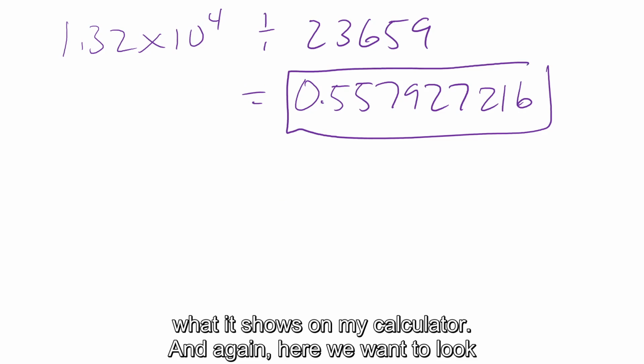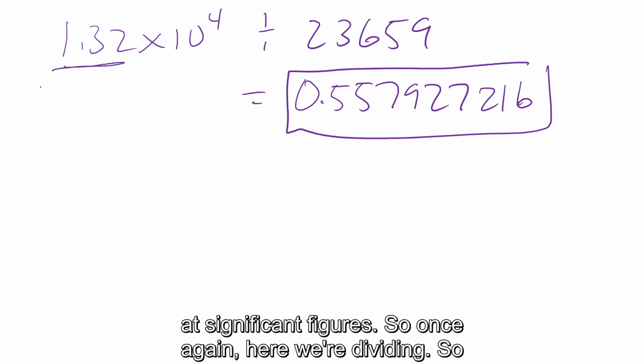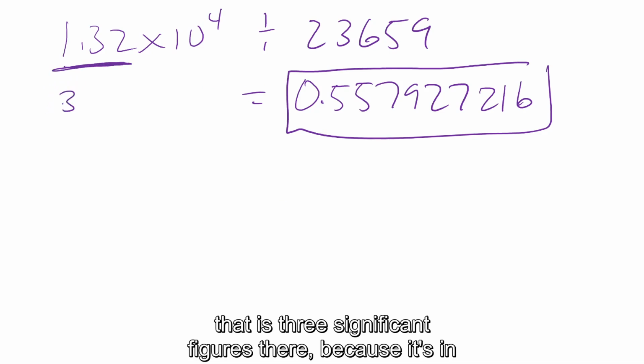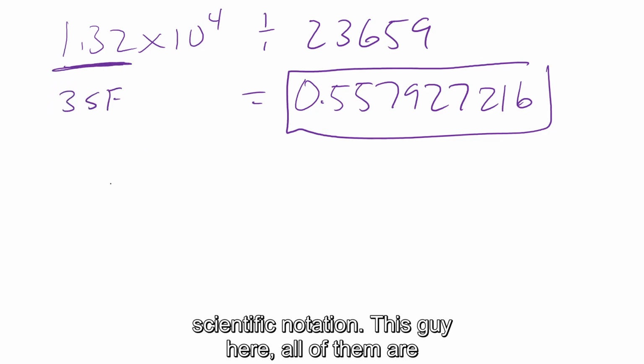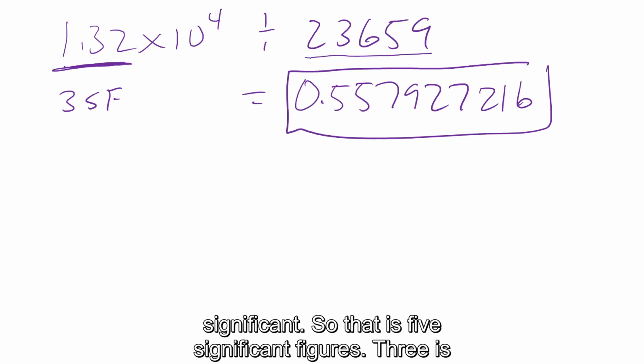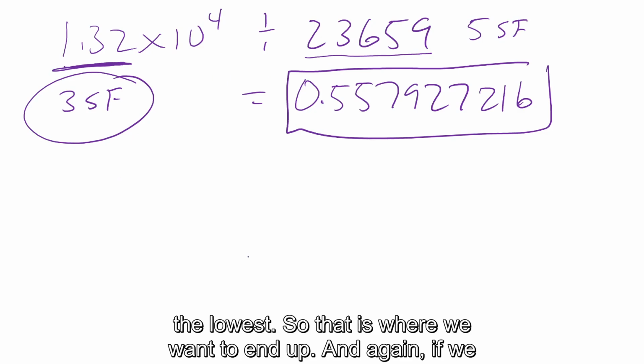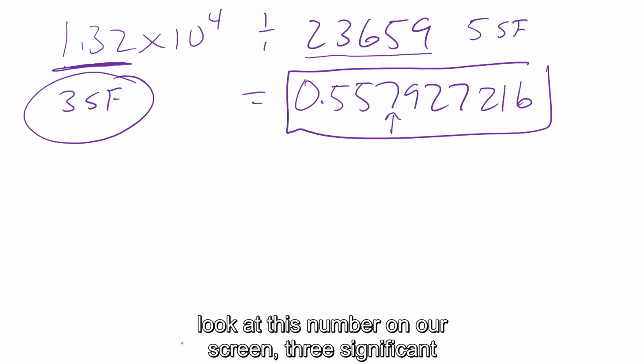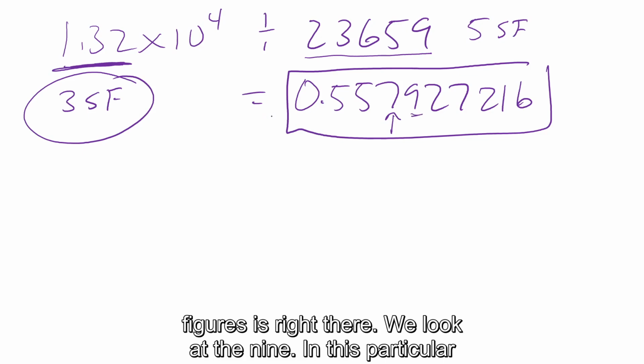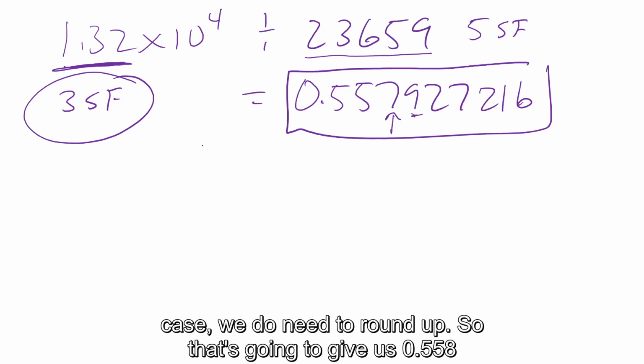And again, here we want to look at significant figures. So once again, here we're dividing. So that is 3 significant figures there because it's in scientific notation. This guy here, all of them are significant. So that is 5 significant figures. 3 is the lowest, so that is where we want to end up. And again, if we look at this number on our screen, 3 significant figures is right there. We look at the 9 in this particular case. We do need to round up, so that's going to give us 0.558.